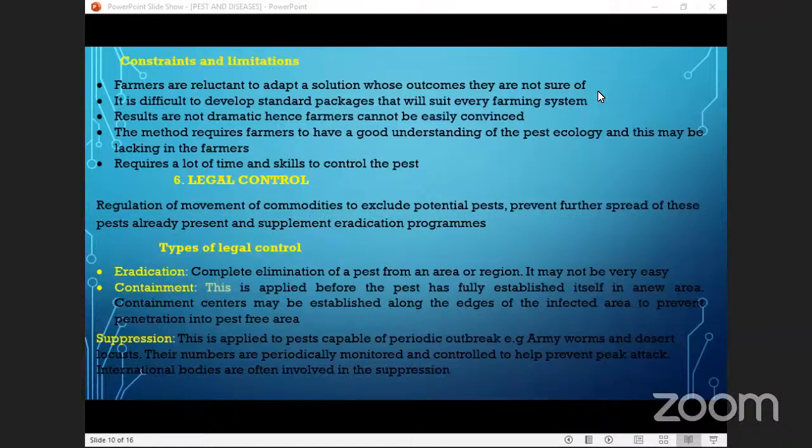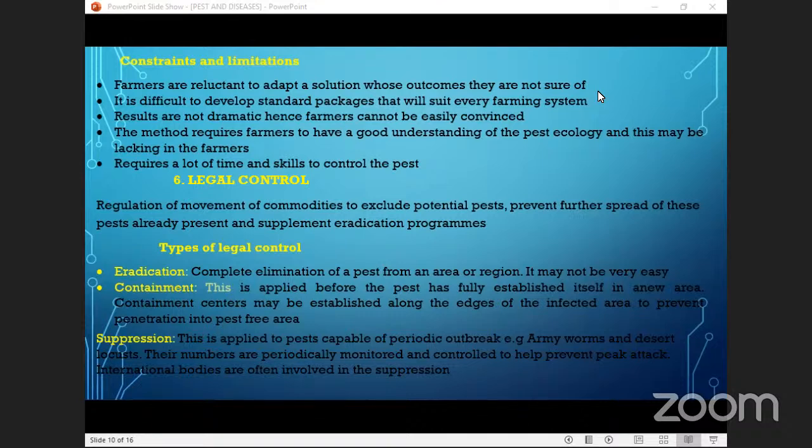The other point says, its results are not dramatic. Hence, farmers cannot be easily convinced. You cannot convince a farmer that after using chemicals, you fence, after fencing, you introduce biological agents. A farmer may not be convinced with your explanation. So that simply means they are not going to adopt this method.